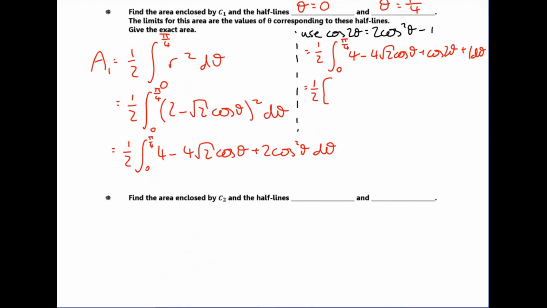So 4 plus 1 is 5. Integrating 5 with respect to theta gives me 5 theta. Then minus 4 root 2 cos theta. Cos integrates to sine, so that's minus 4 root 2 sine theta. And cos 2 theta integrates to sine 2 theta, divided by 2. Between pi over 4 and 0.